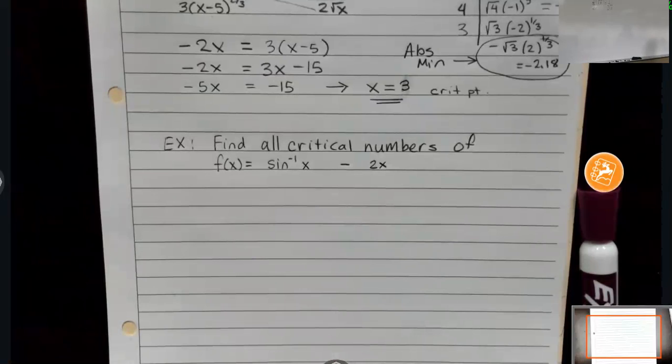Now remember that the domain of an inverse sine are all numbers x between what and what? Remember, the domain of an inverse sine is the range of a sine. So what's the range of a sine curve? Between -1 and 1, right? So the domain of the inverse sine implies that x has to be a number between -1 and 1. So if this has a critical number, it has to be between -1 and 1.